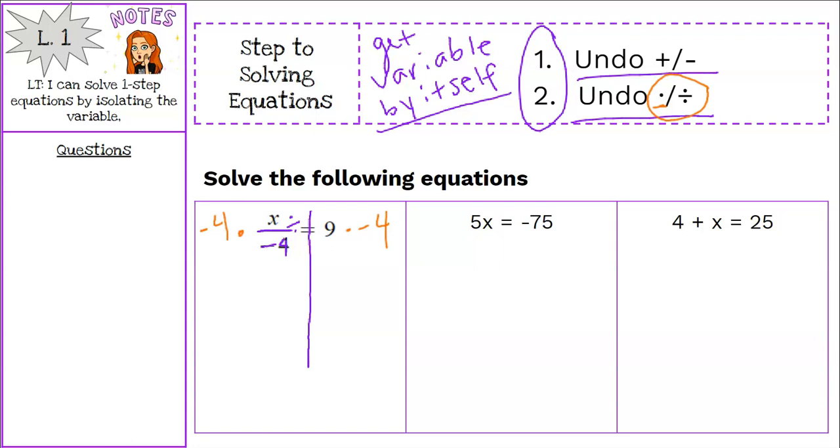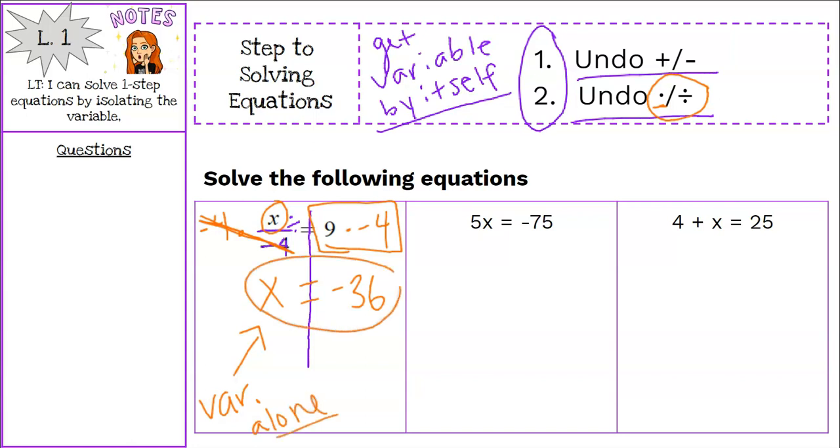Because when we divide by -4 and then multiply by -4, those -4s, they cancel out. They become 1, which just leaves us with x equals, what's 9 times -4? That's -36. And now, as you can see, our variable is alone. There's nothing else next to that x, which means that's our final answer.